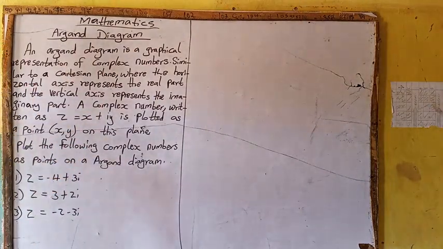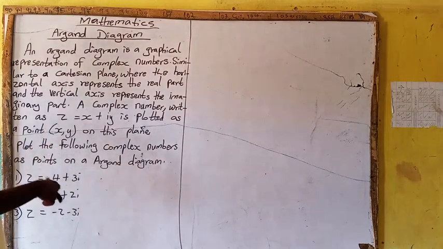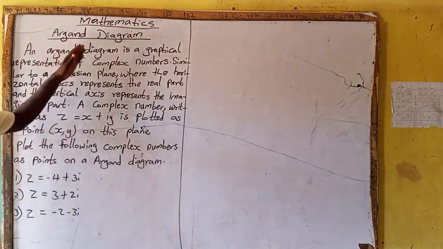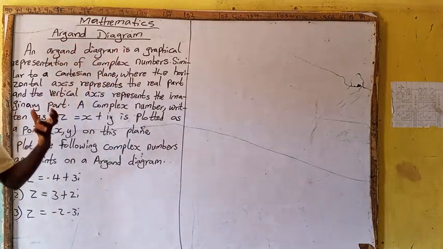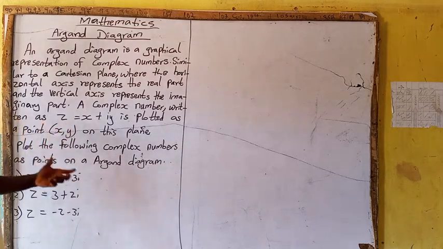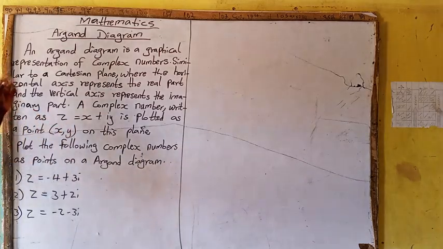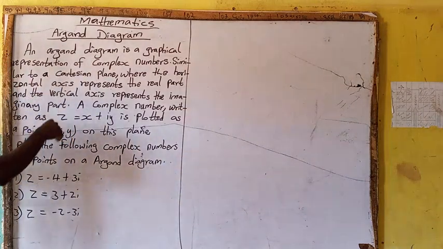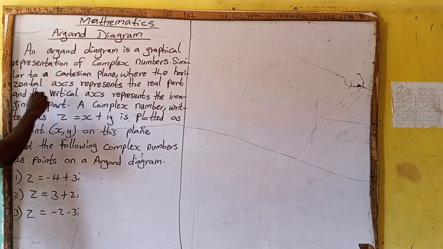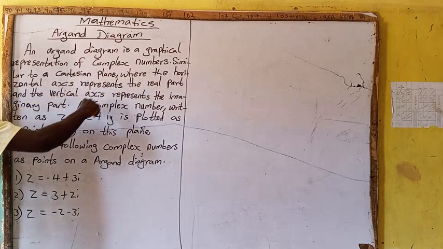We are still on the series on complex numbers, and this part of complex numbers is the Argand diagram. We want to check the Argand diagram, how we find the angle concerning a complex number. Now, let us check the meaning of Argand diagram. An Argand diagram is a graphical representation of complex numbers.